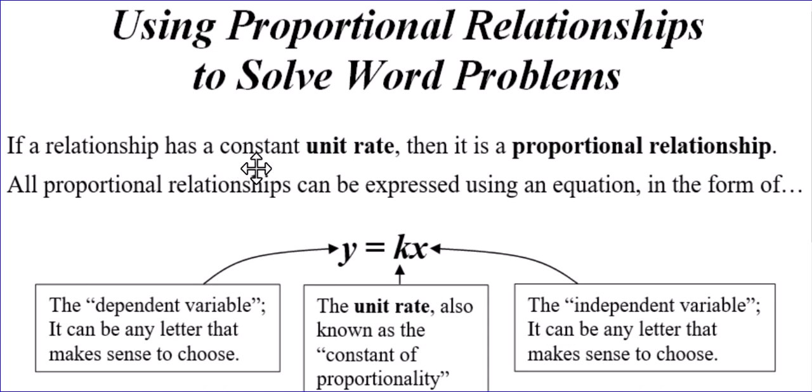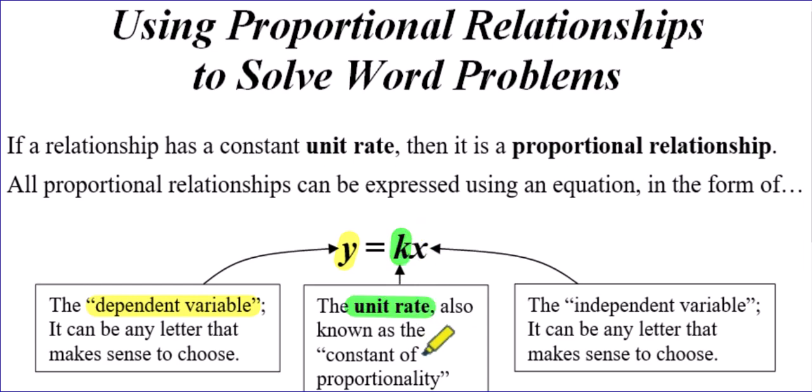If a relationship has a constant unit rate, then it is a proportional relationship. All proportional relationships can be expressed using an equation in the form of, and you can follow along with me, we're going to have some variable. It's officially called the dependent variable. It can be any letter that makes sense to choose. That variable is equal to the unit rate, which is traditionally just called k.